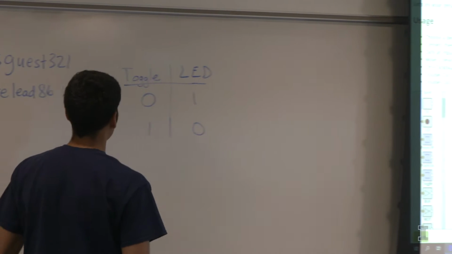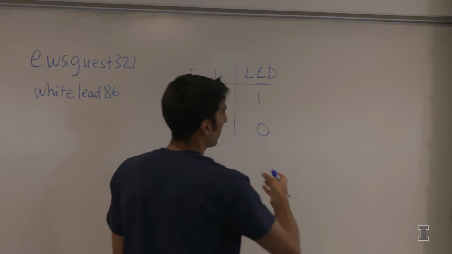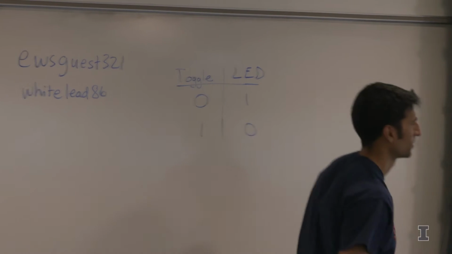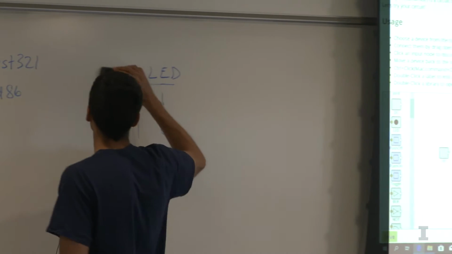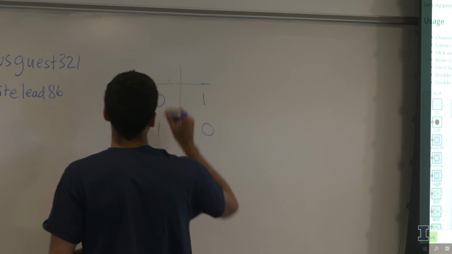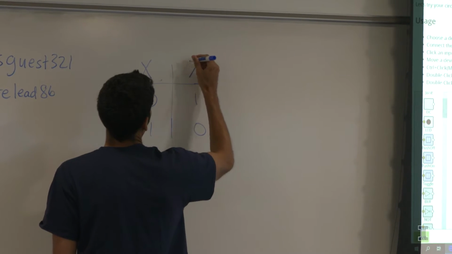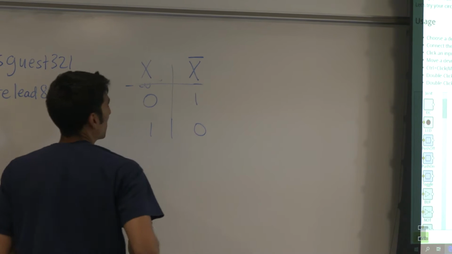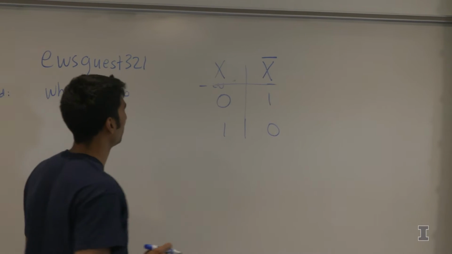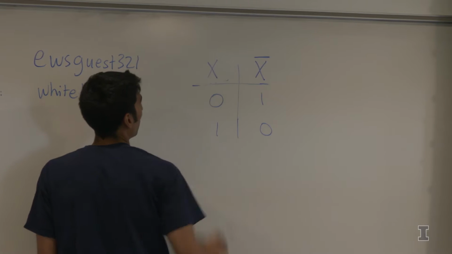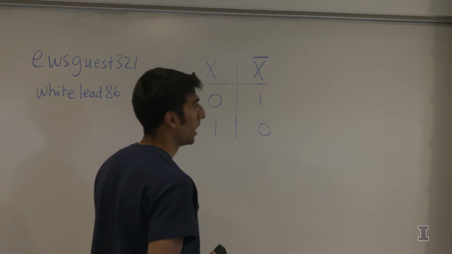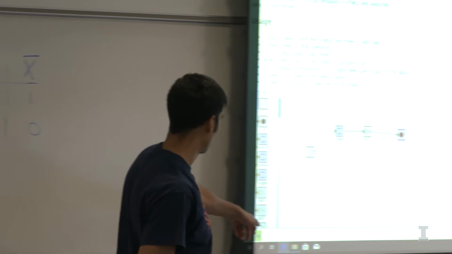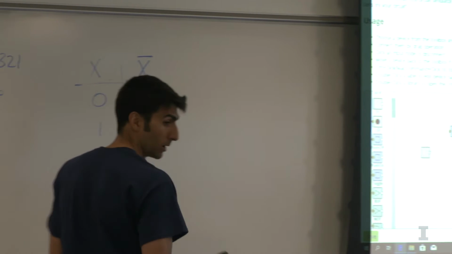Now, to simplify things a little bit, instead of writing down toggle and LED, we could just call this toggle X. That's what they use in the book. Yeah, they use X, right. So let's call this X and not X, which is sometimes abbreviated like that. Just put a line on top. Okay, good. So that's the truth table for the NOT gate. Let's do another one. You want to throw in there the AND gate or the OR gate, whichever one.